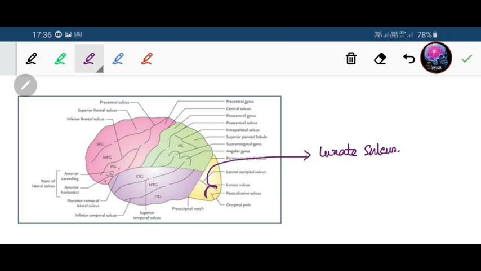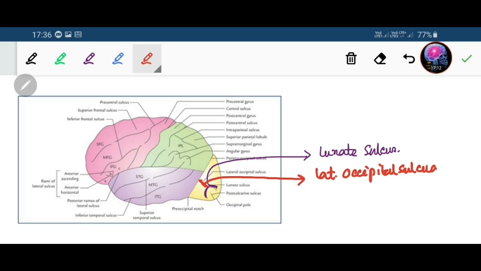The lateral occipital sulcus runs horizontally and divides the occipital lobe into superior and inferior occipital gyri. So this is the lateral occipital sulcus.